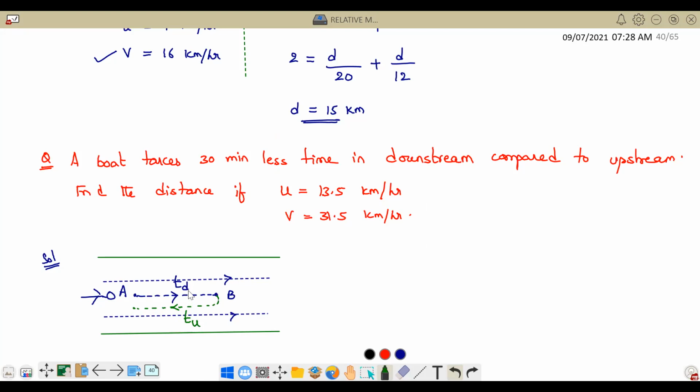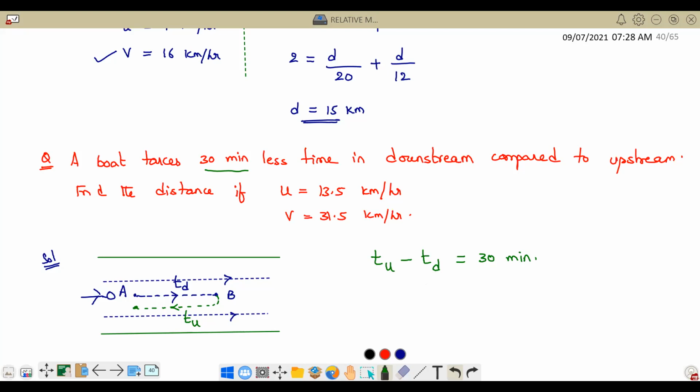Upstream. Now which one will be more, TU or TD? TU will be more, sir. So the difference between these two times is given as how much? TU is more, so TU minus TD is given as 30 minutes. That means the time taken in the upstream is 30 minutes more than the time taken in the downstream.